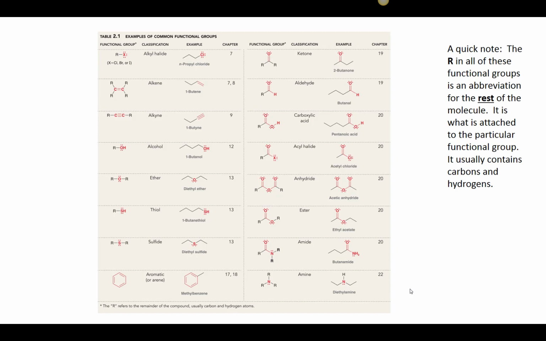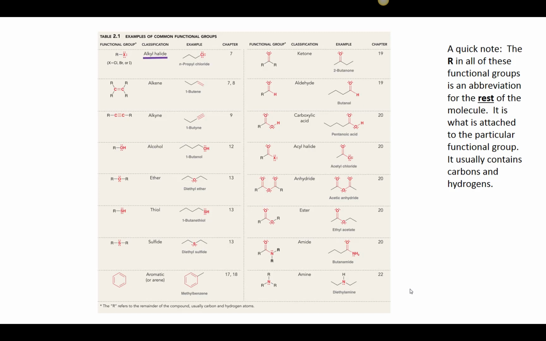So quick note, here are some examples of some common functional groups. I'll let you know the ones that are the most important and the ones that you need to know. A quick note though is you'll see that there is an R attached in a lot of these. The R is an abbreviation for the rest or the remainder of the molecule. It's what's attached to our particular functional group, and it usually contains carbons and hydrogens. So let's take a look.